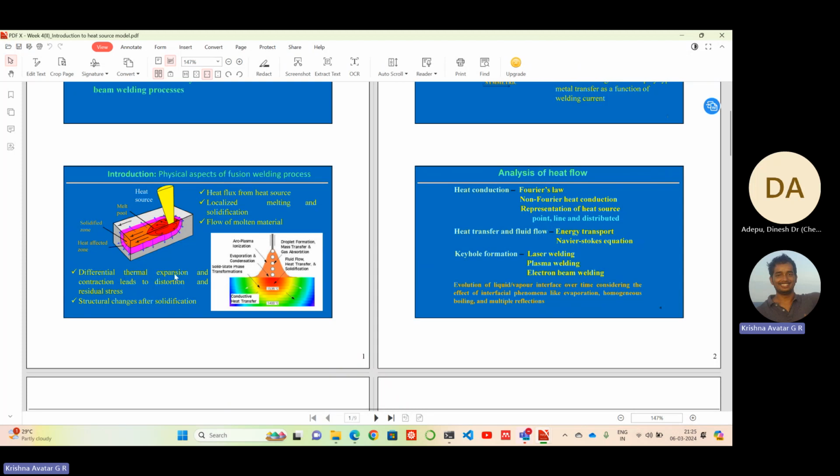And then we receive heat flux from the heat source, and we have localized melting and solidification, and there is also flow of molten material. Then there will be differential thermal expansion and contraction, which will lead to distortion and residual stress. This always happens: if there is thermal loading and then some part cools, it will create residual stress or residual strain in the body.